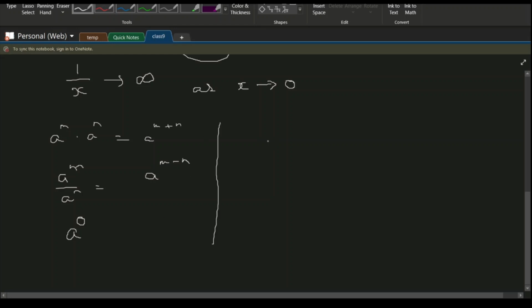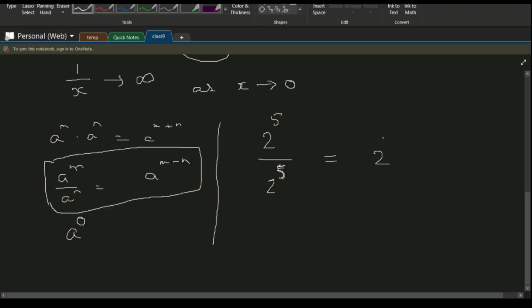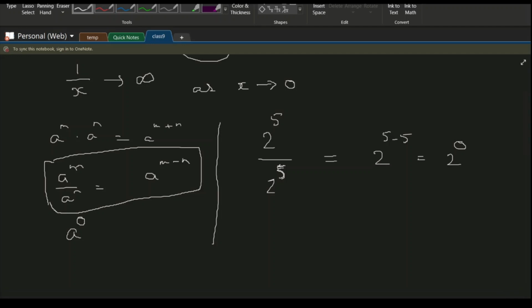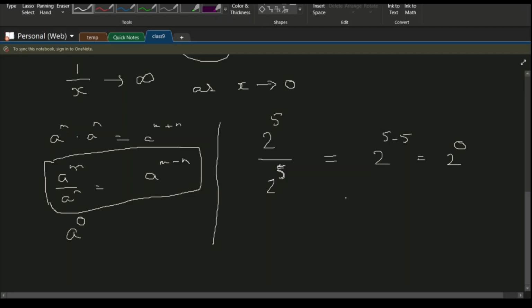Suppose I have 2 to the power 5 divided by 2 to the power 5. So there's division here. In the numerator I have 2 to the power 5 and in the denominator I have 2 to the power 5. Now if I use this exponent rule, what can I write here? 2 to the power 5 minus 5, which becomes 2 to the power 0 if I use that rule, right?